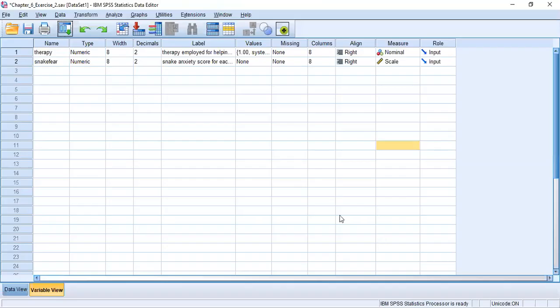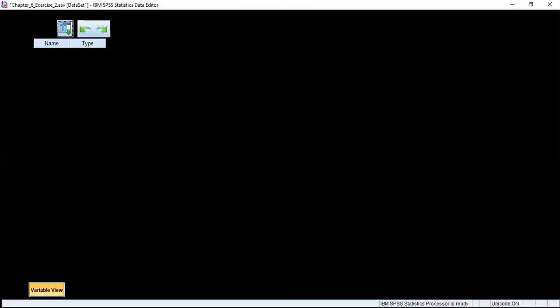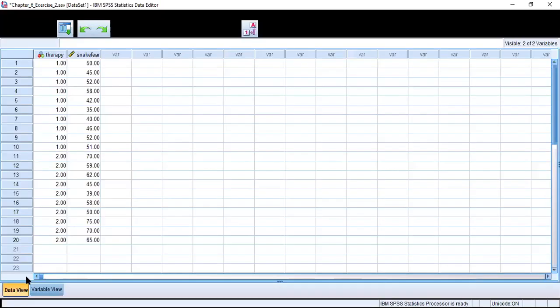Okay, and the file is open. So we have got the data view and the variable view. So this is the data here for you. Therapy is there. So we have got therapy 1 and therapy 2, and this is the snake fear level. So snake fear level is there, and some value is assigned to it.